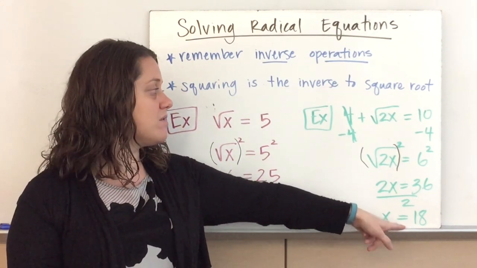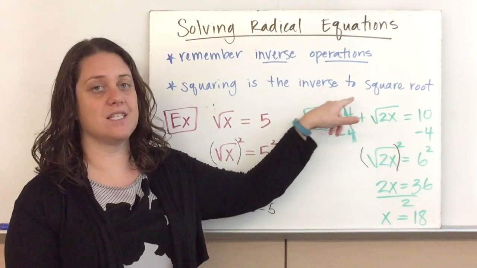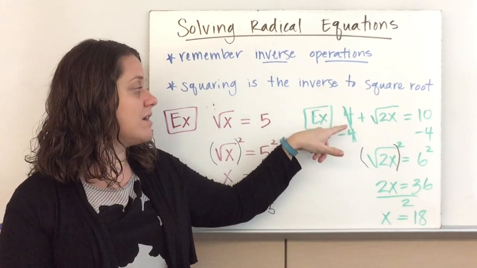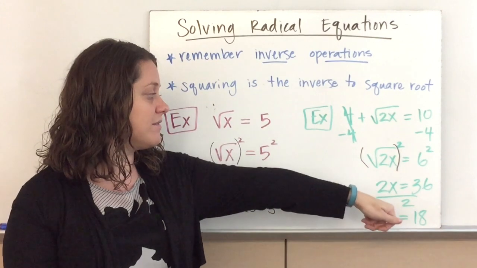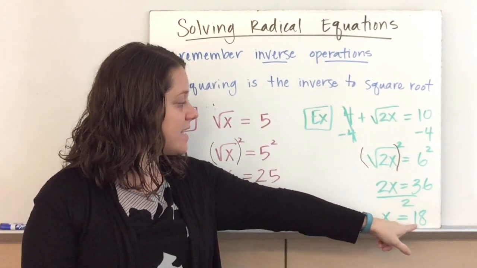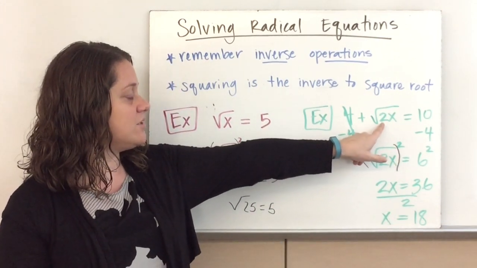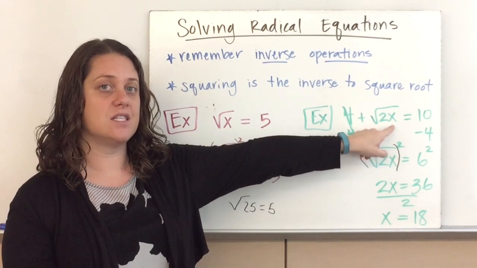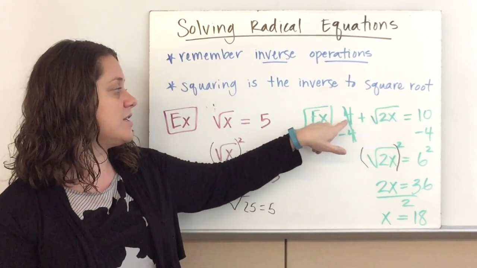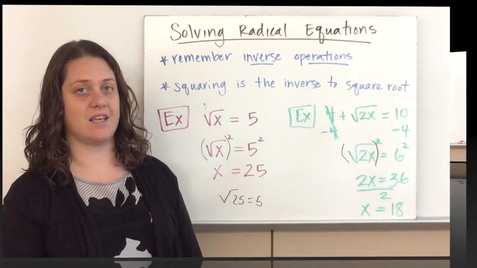So it's really important that you remember, if there's anything on the same side as the radical, you need to actually get rid of that first before you start solving. And I can always plug this back in, plug 18 in there. I see 2 times 18 is 36. Square root of 36 is 6, plus 4 does indeed give me 10.